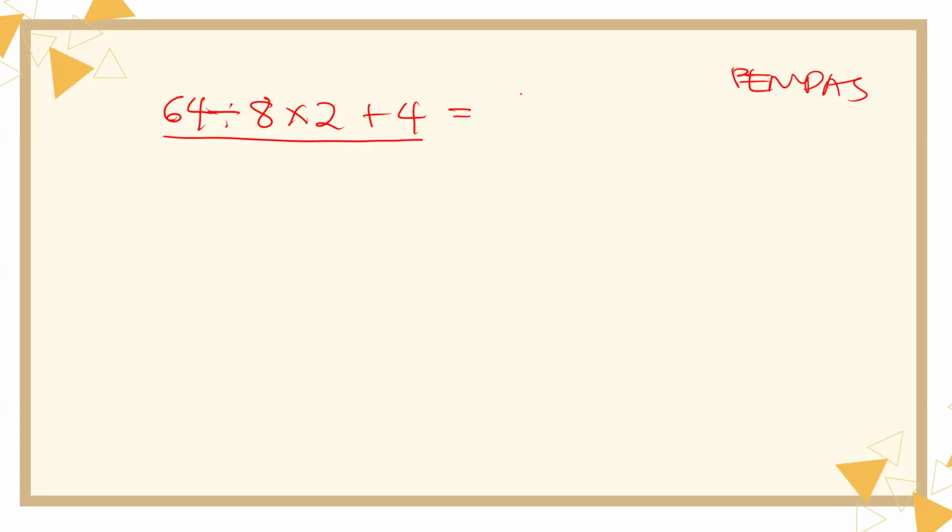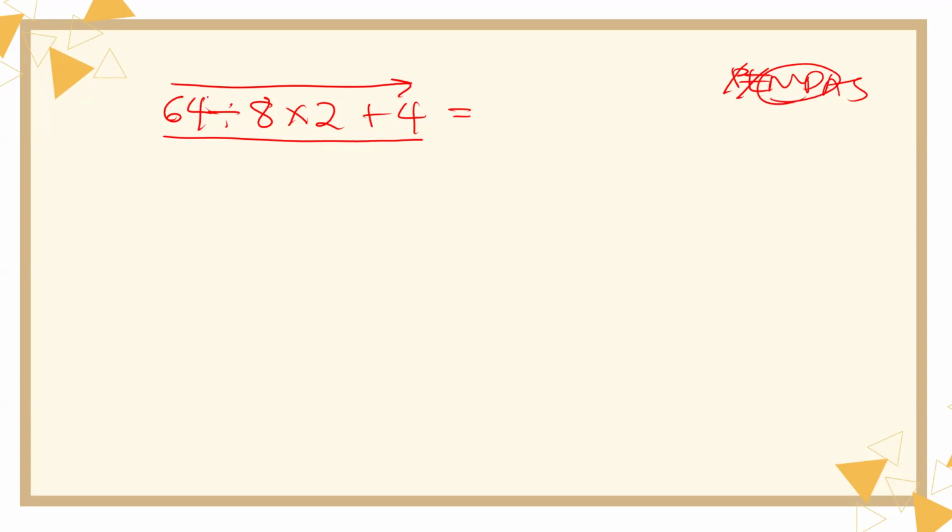That's our last example for today. That's 64 divided by 8 times 2 plus 4. Okay, so we write PEMDAS on this side. So you have this operation. Do we have anything inside parentheses? None. Any exponential expressions? None. So we do multiplication and division from left to right.